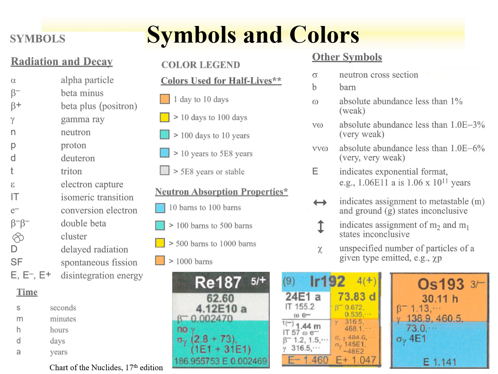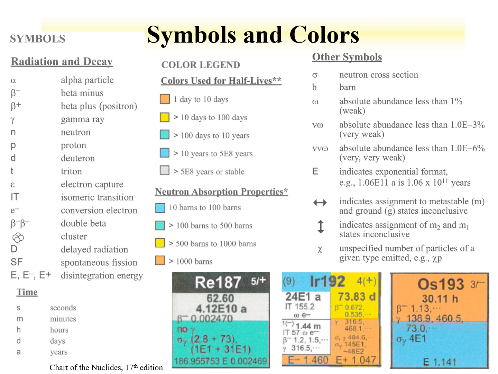The chart of the nuclides also utilizes symbols and colors to convey information. Radiation and decay symbols are shown here. The common ones we'll discuss in the course include alpha decay, beta minus, beta plus, gamma decay, and electron capture. Other decay routes also occur. Some of the more exotic ones that we'll introduce in the course include neutron emission, proton emission, double beta decay, and cluster decay.